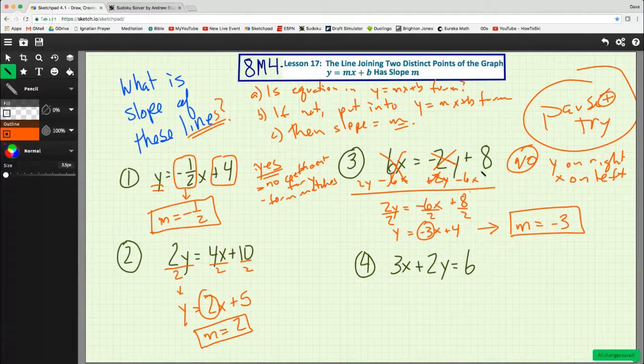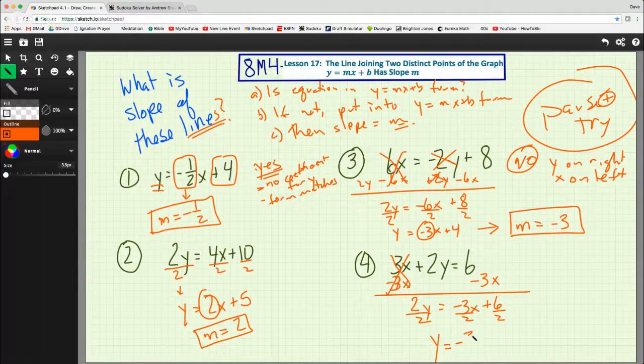Similarly here, we have to get our y on the left and our x on the right. Our y is already on the left, so let's get our x on the right. We get 2y equals -3x plus 6. We have to divide by 2. Uh-oh, a little fraction, but we know how to handle fractions. y equals negative 3/2 x plus 3. And so our m, which can be a fraction, is negative 3/2.